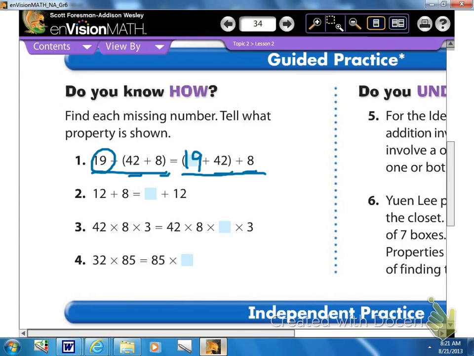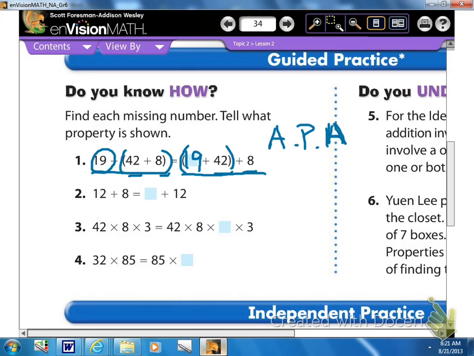Okay, now what property is being shown? I have 19 plus 42 plus 8, 19 plus 42 plus 8. They're in the same order, so there's no commuting, there's no traveling of the numbers. What do I have grouped? Well, I have 42 plus 8, and here I have 19 plus 42. So this must be the associative property of what? Addition. And I'm just going to write APA here. You can write it out.